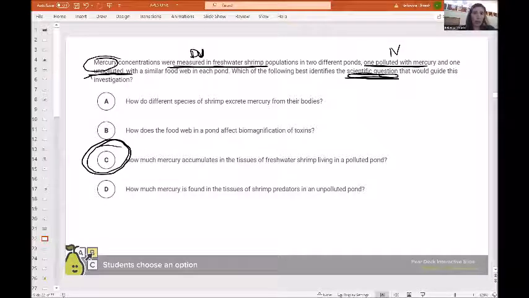Now, if we're looking at a scientific question, basically like a hypothesis here, it's got to involve both our dependent variable and our independent variable. And you guys are right. If you're looking at how much mercury accumulates in the tissues of shrimp living in a polluted pond, that is absolutely applicable to this investigation.